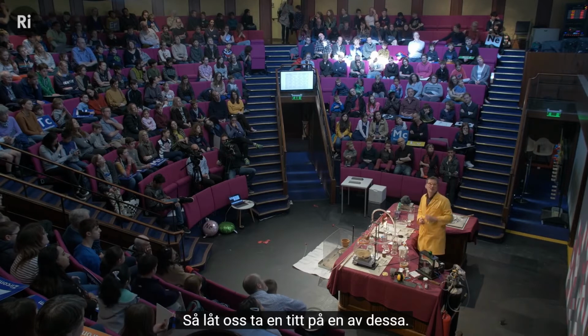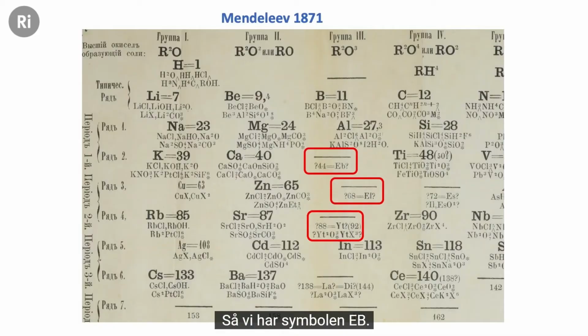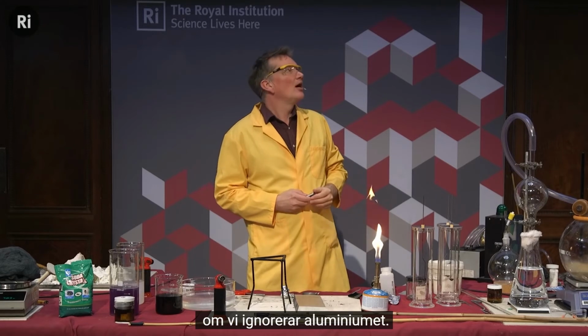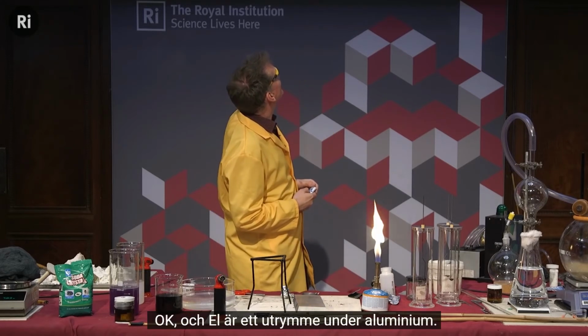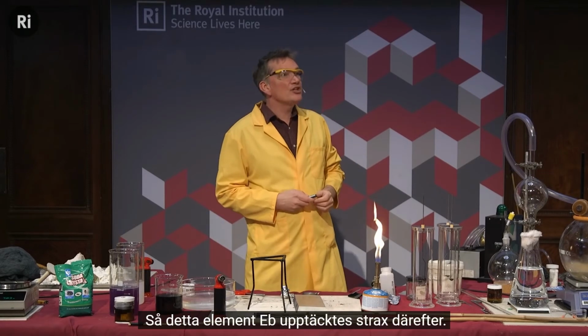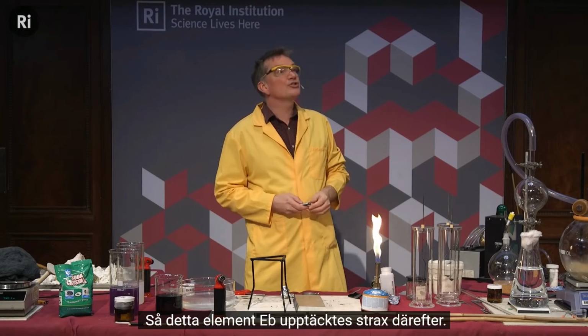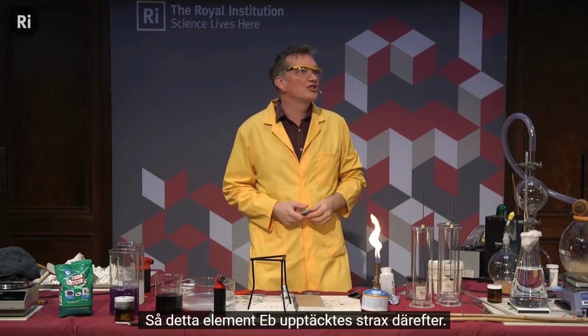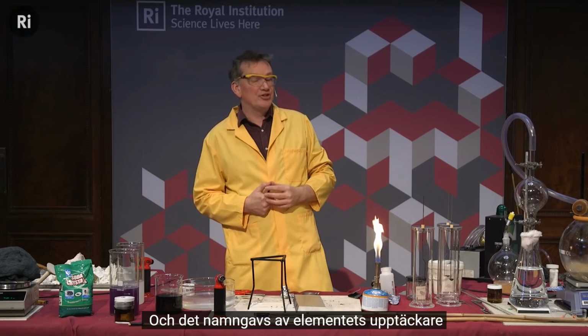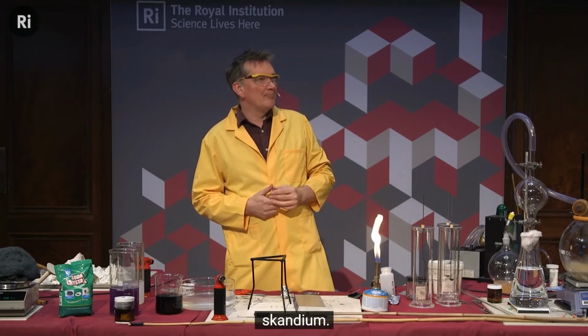So let's have a look at one of these. We have the symbol EB, and this is sort of underneath B. We have B, then AL, and then EB, EL. So EB stands for eka-boron. Eka was the Sanskrit meaning one. It's one space below the boron, if we ignore the aluminium. And the EL is one space underneath the aluminium. So this element, EB, was discovered shortly afterwards, and it was named by the discoverer of the element, scandium.